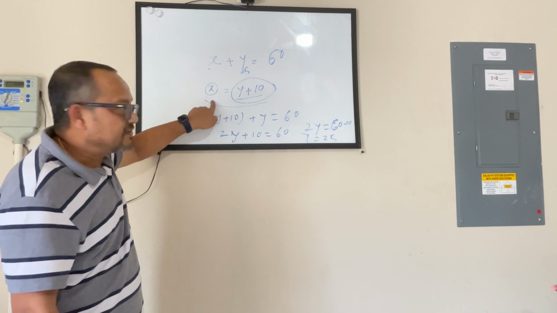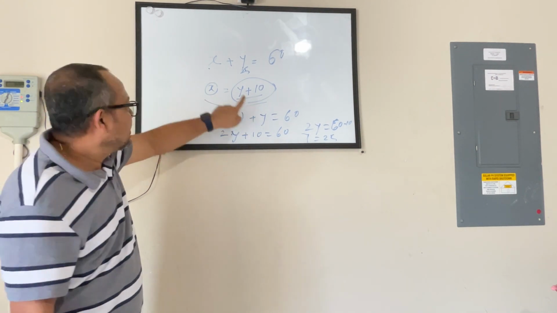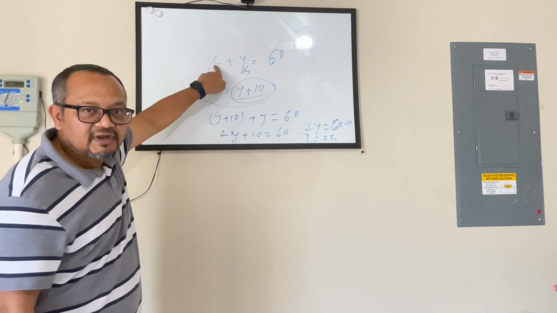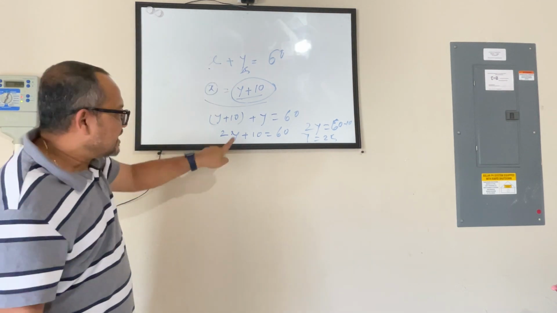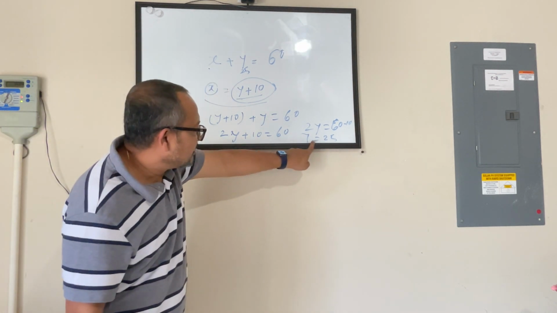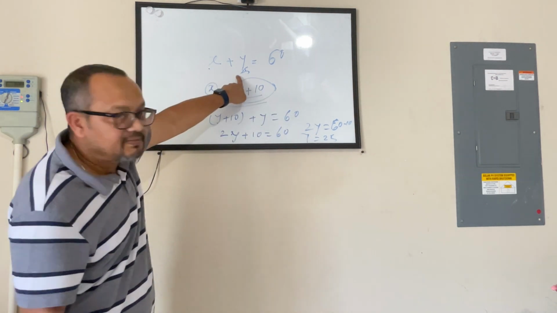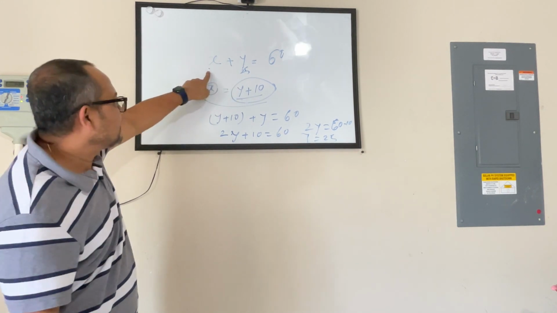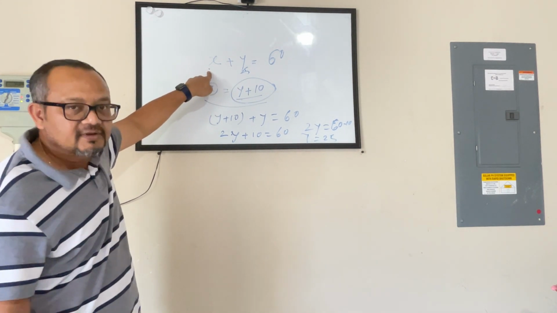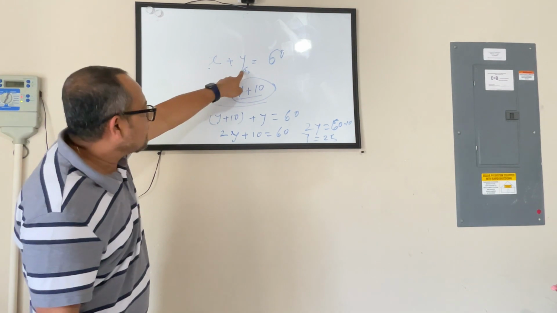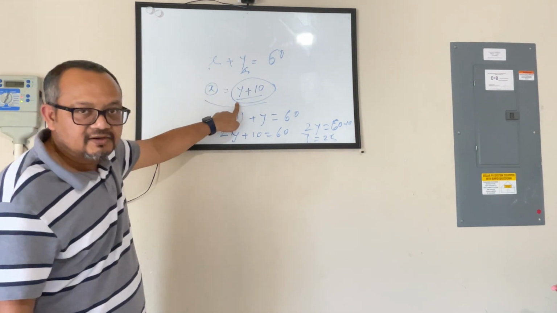If I have the value of x in the form of y, I can put everything in one place, and that gives me the value of y. So the value of y, this second player scored 25. How much did the first player score? 35. You can either calculate here or you can even add here. Yeah.